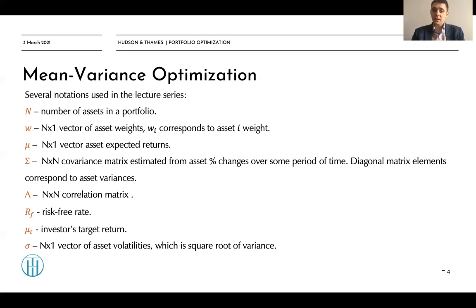By MUT, we denote the investor's target return. So in the mean-variance optimization problem, we can set the target return of the investor as a subject to optimize, and we will discuss that further. And the final notation is sigma. So sigma is an n by 1 vector of asset volatilities, which is a square root of variance. So let's discuss briefly what kind of statistical moments we have in finance.